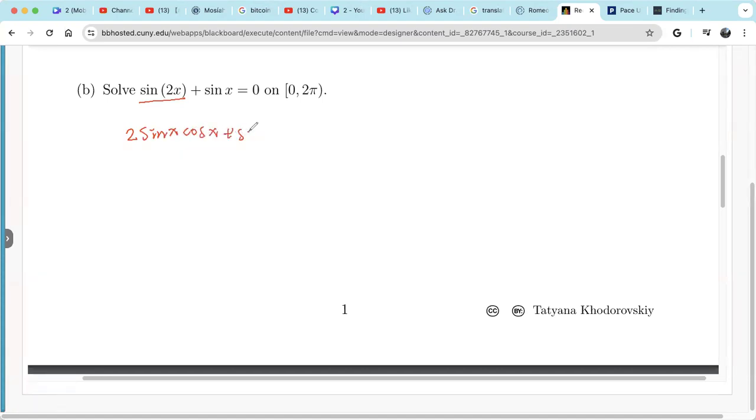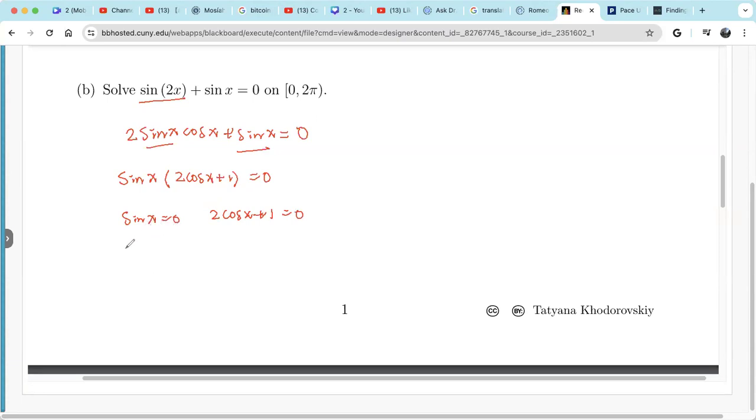So that plus sine x equals 0. Sine x is a common factor, so let's factor out sine x. Then we have sine x times 2 cosine x plus 1 equals 0, right? Then by the zero property, the factor sine x can be 0, or 2 cosine x plus 1 can be 0.